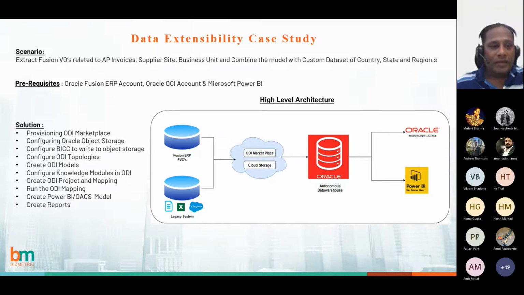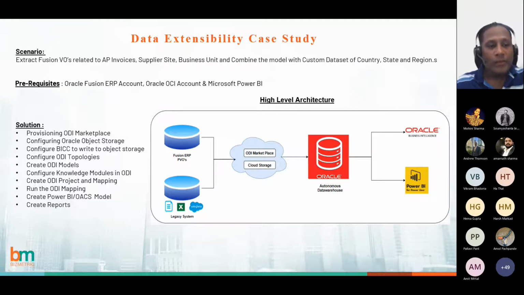So in this case study, as a solution, I've mentioned these points. We will go step by step in detail with these steps in the coming slides. First, provisioning our ODI Marketplace, that is configuring the ODI. Then configuring the Oracle object storage on the OCI account. Then configuring our BICC connector, the Business Intelligence Cloud Connector, to write the data on our storage layer, OCI storage. Then we have to configure the ODI topologies. All the details I'll provide when we move to these slides.